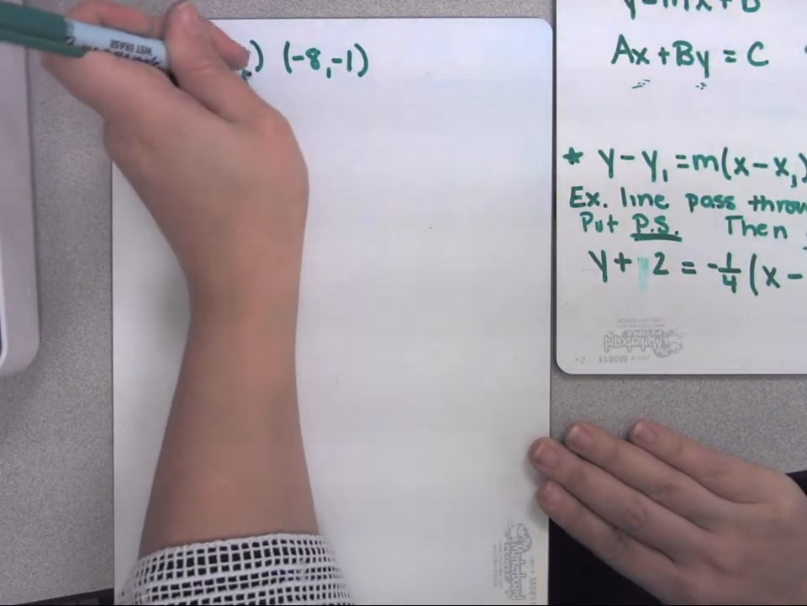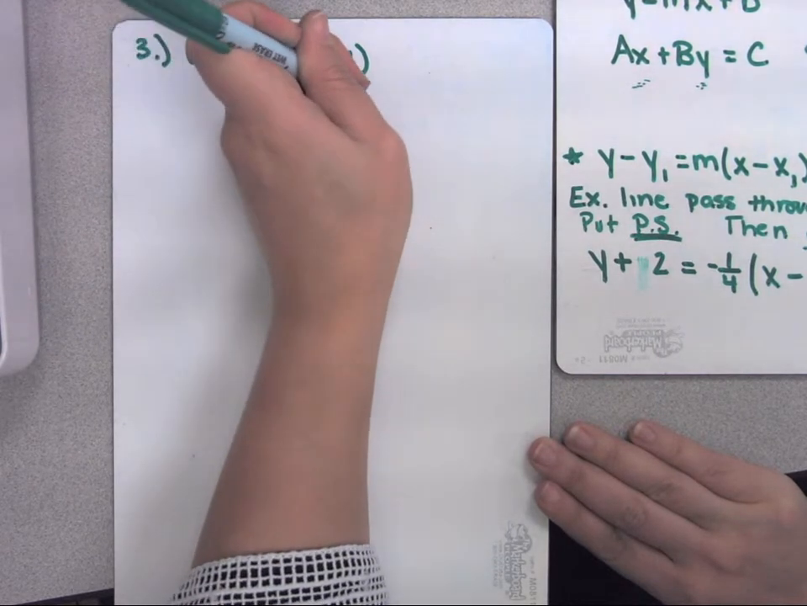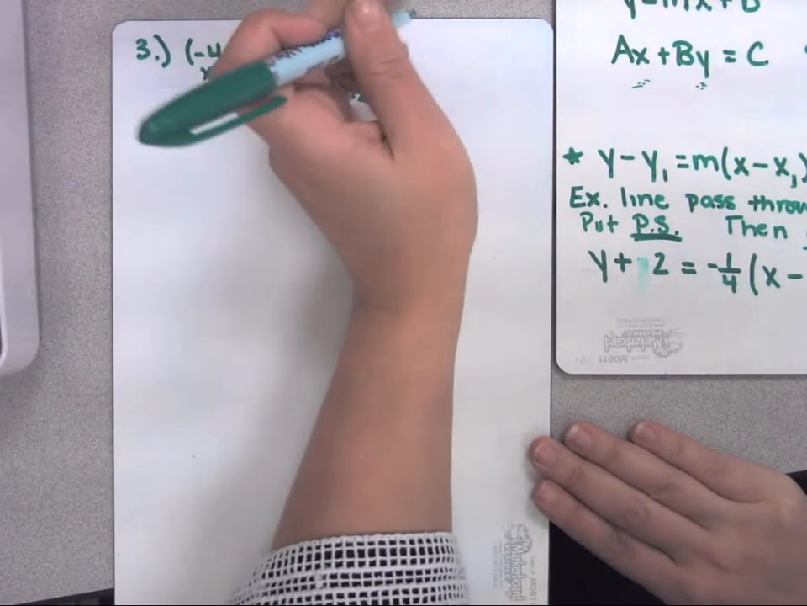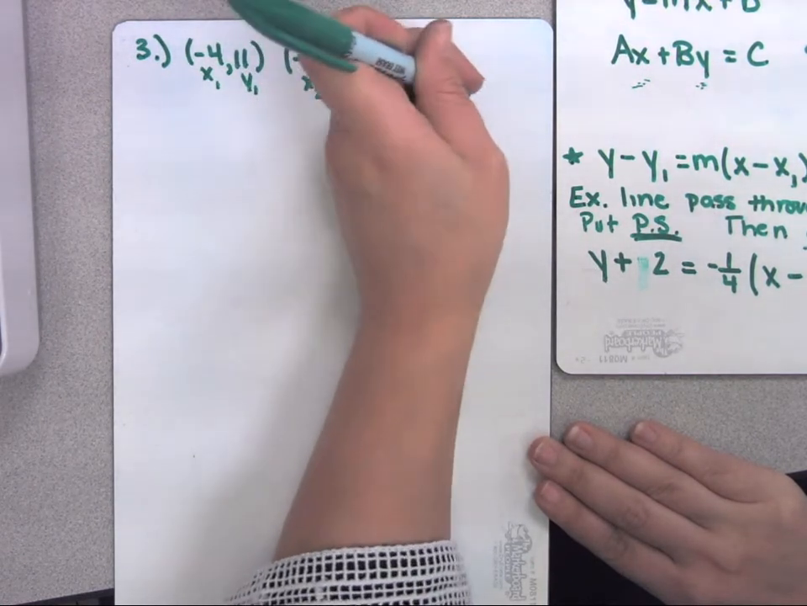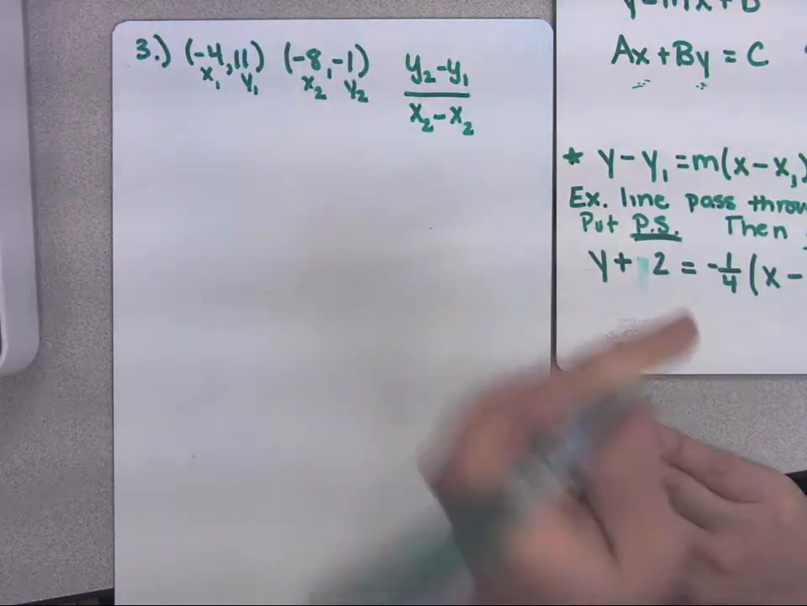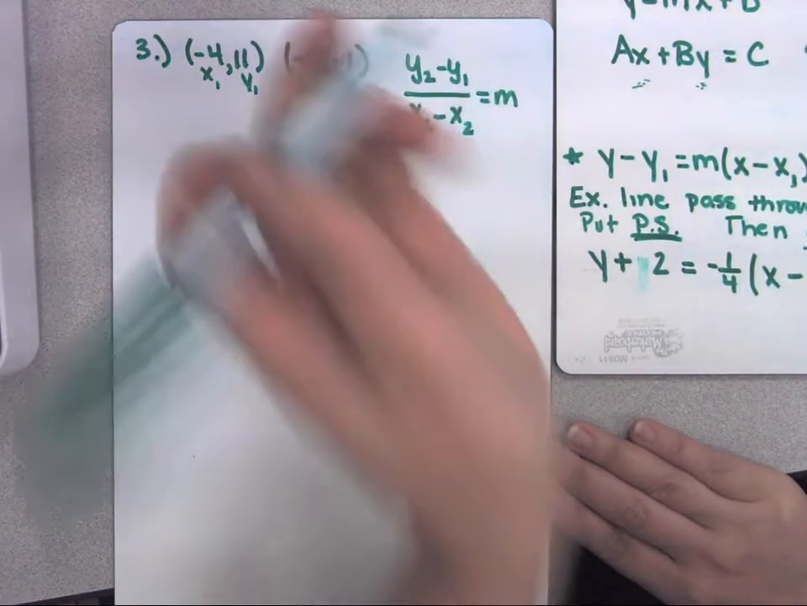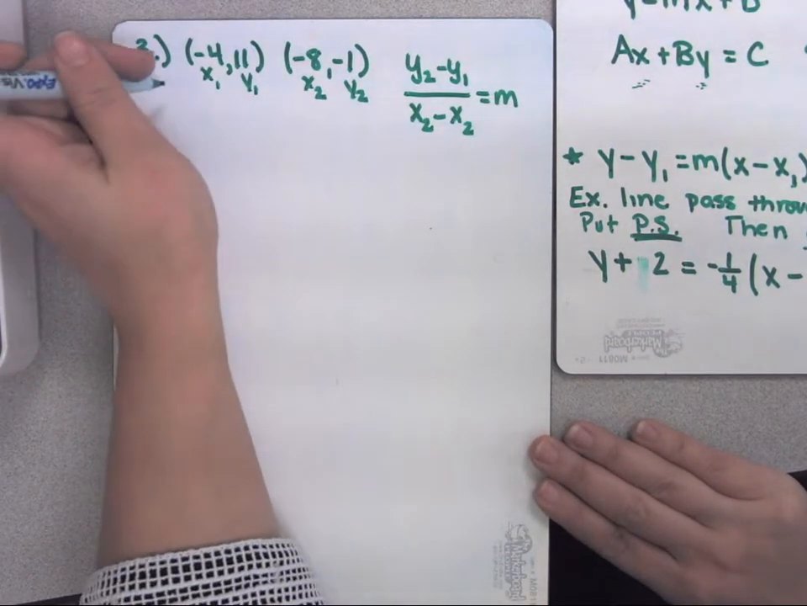X sub 1, Y sub 1, X sub 2, Y sub 2. Right? And you're allowed to use these formulas on your test. I give them to you. Y sub 2 minus Y sub 1. Don't forget your minuses. Right? That's the formula for slope. So we can use it. So let's do it. Figure out what it is.